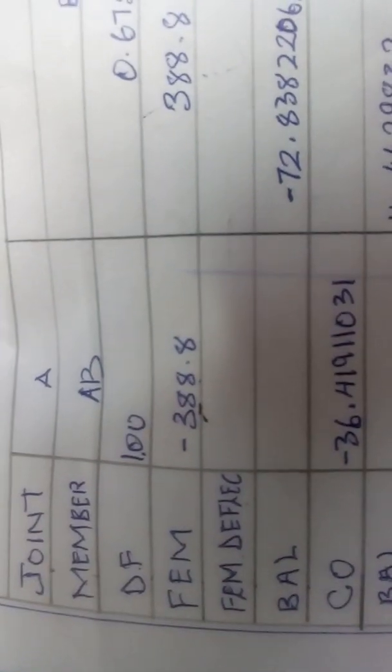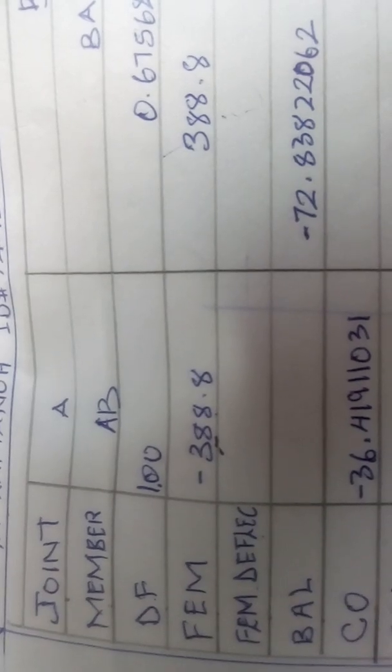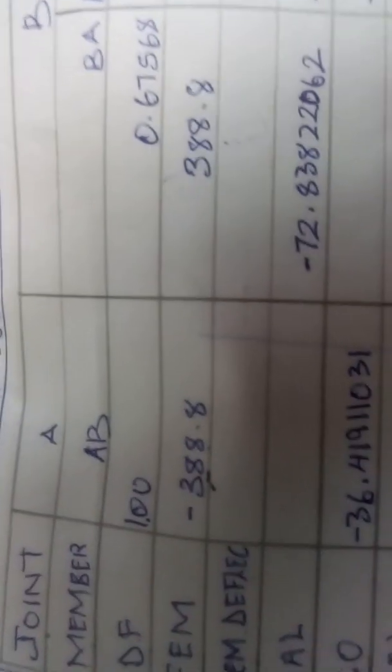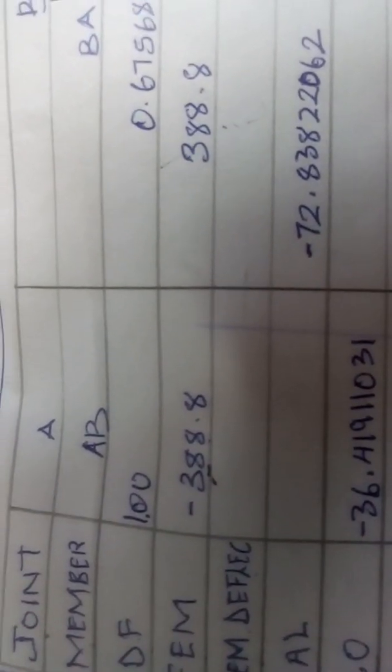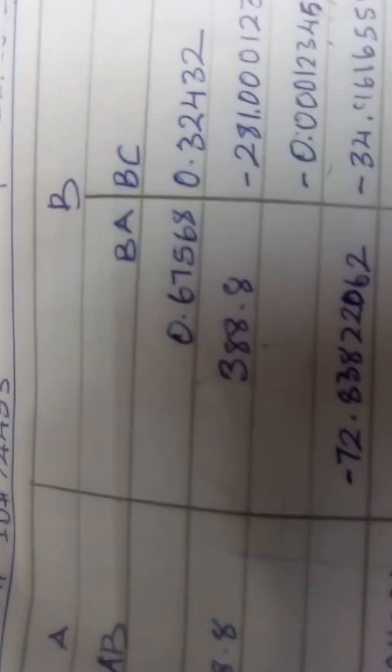This next line is the fixed end moment due to the external loads, 30x squared over 12 for AB. We got minus 388, plus 388. These are the fixed end moments. You know how to compute them already. One is negative and one is positive. You can see all of them.